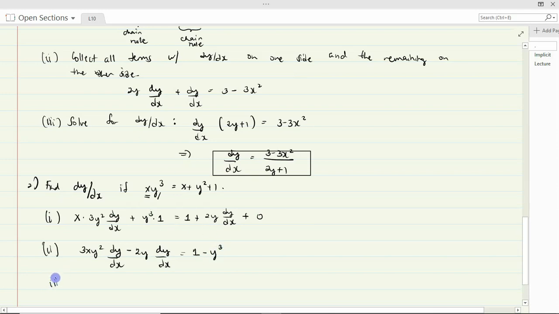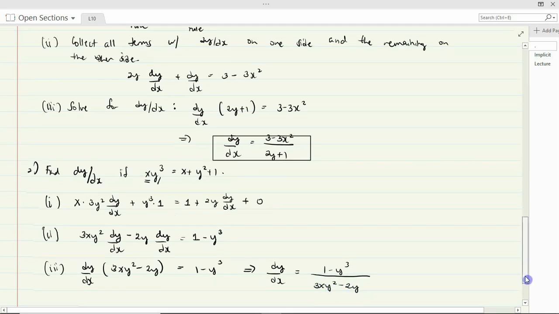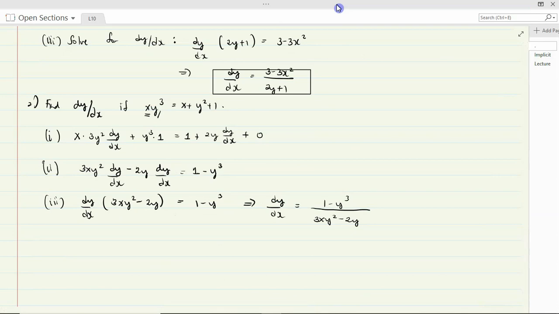And then next step is you solve for dy dx. Factor out natin si dy dx. Anong meron tayo? Dito ay 3xy squared minus 2y. And then stay lang natin si 1 minus y cube. Ibig sabihin, ano ngayon si dy dx? Dy dx is 1 minus y cube all over 3xy squared minus 2y. And this is your final answer. Box lang natin. This is your final answer.